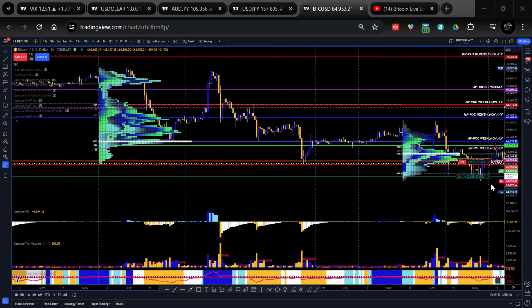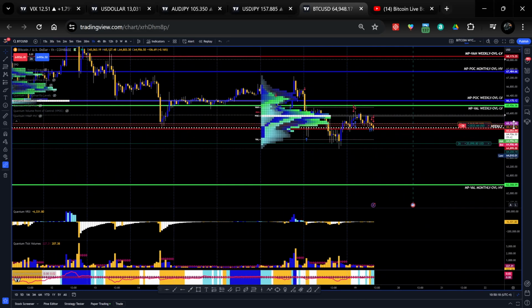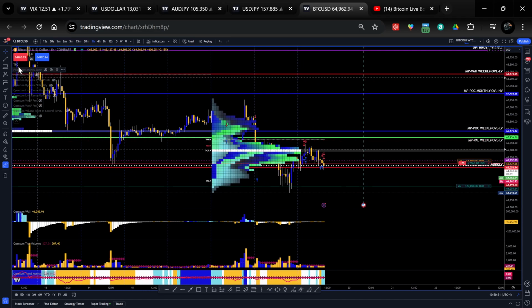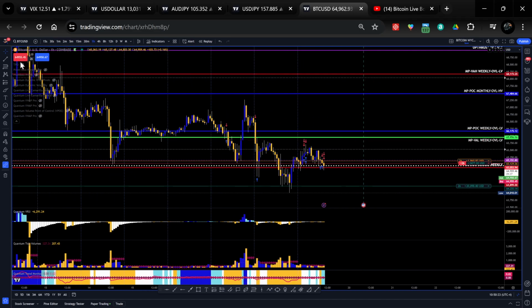All right, so let's see here. So this is the POC, 66,175.12. Value area low is 65,956.36, right? So on the weekly, we have already broken down from the value area low, right, in a moderately bearish environment. So this is looking even more bearish.